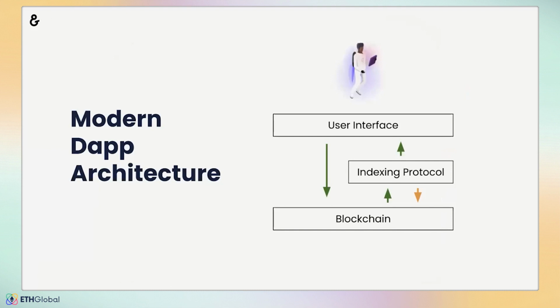So we end up with this modern dApp architecture, where we have the user interface on top, and then the blockchain, the one that we knew already, and in between is this indexing protocol that is incentivized and built for data reading. It sits in between, reads data from the blockchain, and stores it in this indexing layer.